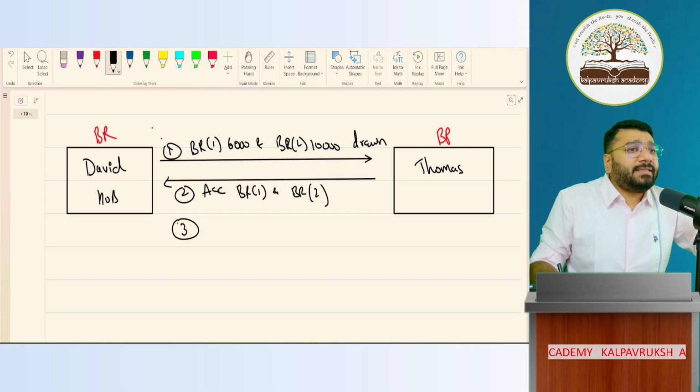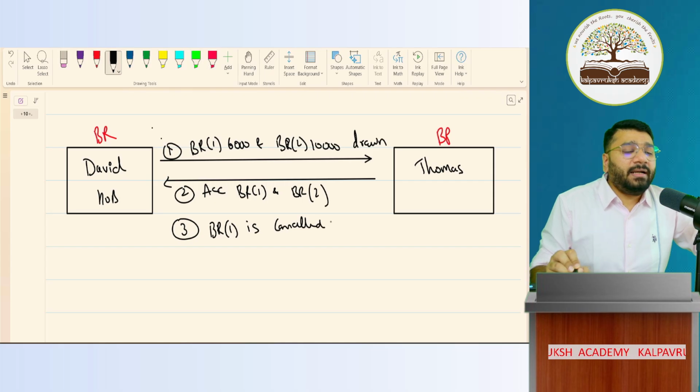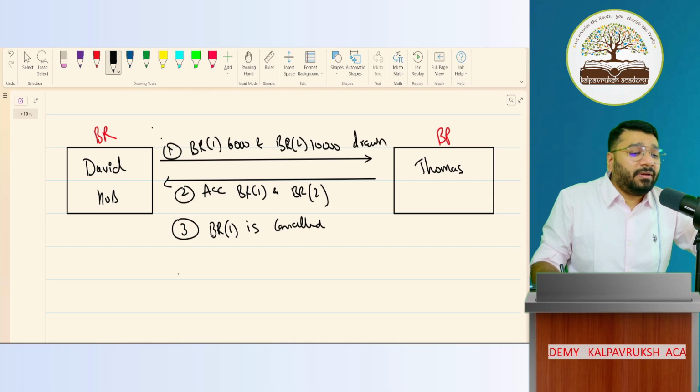What is the third transaction after this? BR1 is cancelled. Got it, not got it? Don't say renew directly. BR1 is cancelled. Then fourth is what? Interest due entry will come.